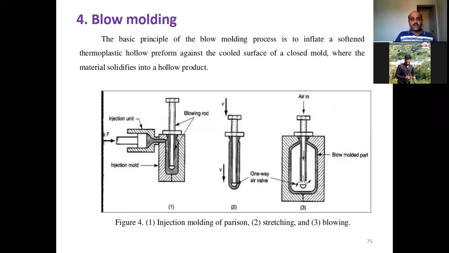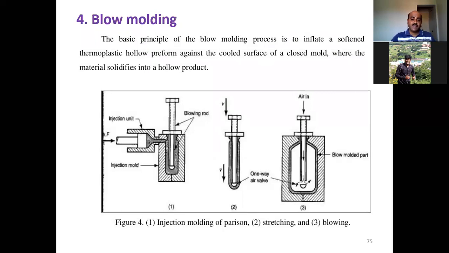The basic principle of the blow molding process is to inflate a softened thermoplastic hollow preform against a cooled surface of a closed mold, where the material solidifies. It is similar to what we discussed earlier, film blowing. So in this blow molding process, the softened thermoplastic hollow preform is inflated against the cool surface of the closed mold.